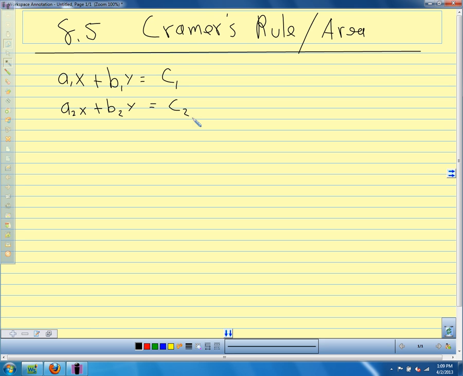If we go through the process of solving this system of equations with row operations, and where everything is a variable, we don't have any numbers in here. If we go through that process, and I'm not going to go through it, I'm just going to tell you what we end up with. It turns out that x equals c1 times b2 minus c2 times b1 divided by a1 b2 minus a2 b1.